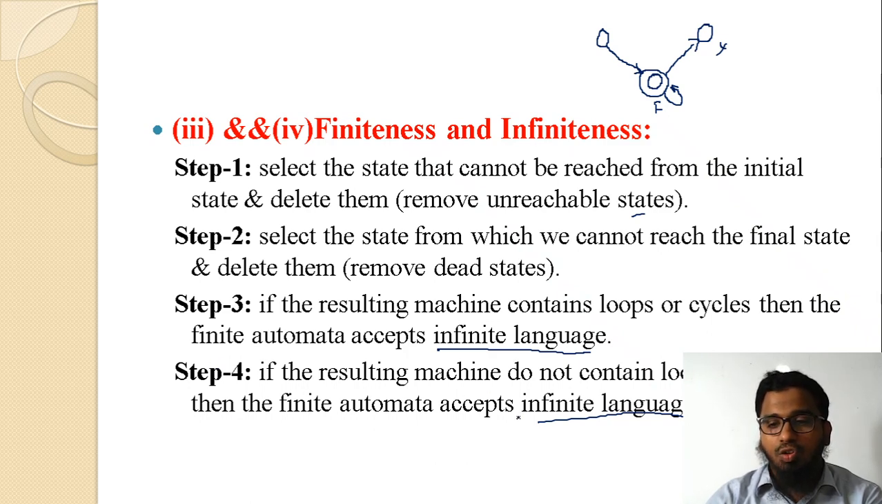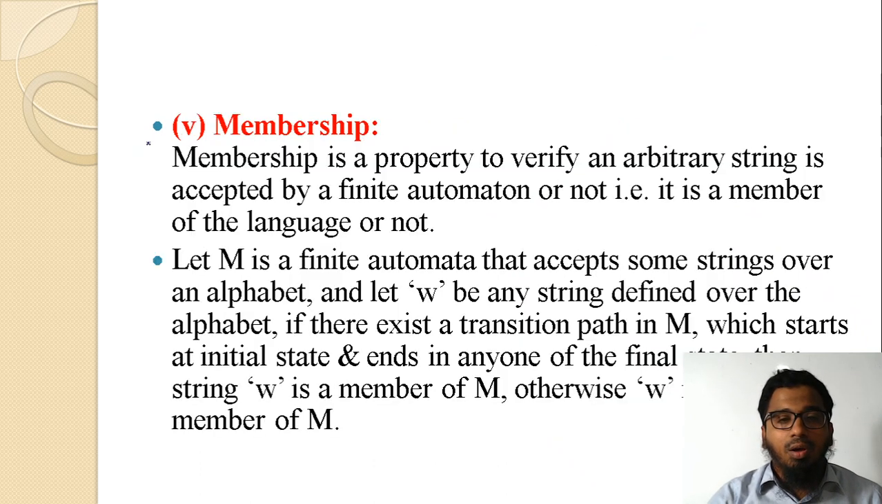Sorry, here it should be finite language. The fifth one is membership. Membership is a property to verify whether an arbitrary string is accepted by a finite automaton or not, that is, whether it is a member of the language or not. With the help of the membership property, we verify whether the arbitrary string is accepted by the automaton or not.